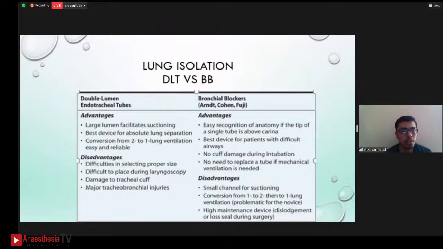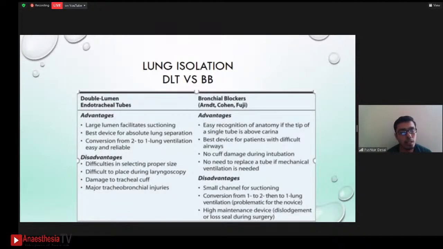As per the institutional protocol, either the double lumen tube or the bronchial blocker is used. There are advantages and disadvantages of each. The double lumen tube is a relative contraindication, or difficult to place, in patients having a difficult airway. In those cases, bronchial blocker placement is to be sought after.